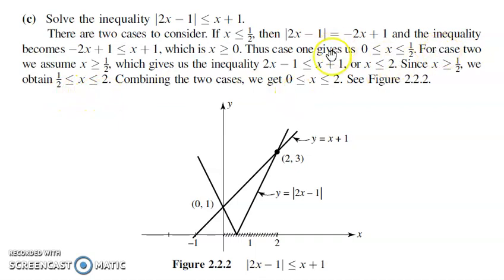Combining these two, the set of all real numbers which satisfy this inequality are those real numbers between 0 and 2. So the set is 0 less than or equal to x less than or equal to 2. So these are the cases. Here is a pictorial representation of this inequality.